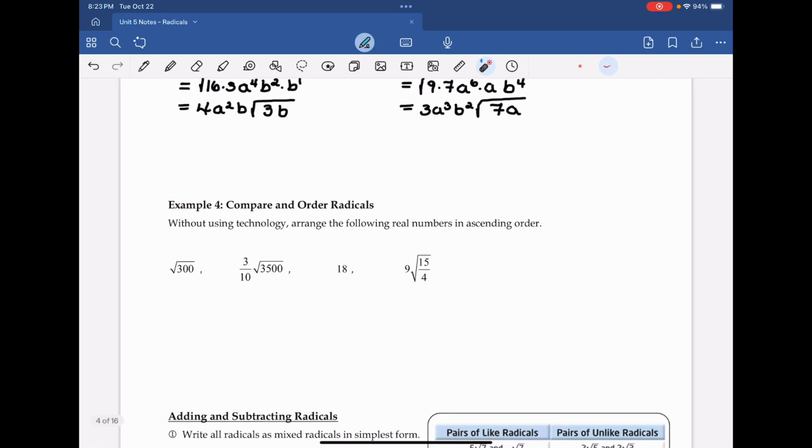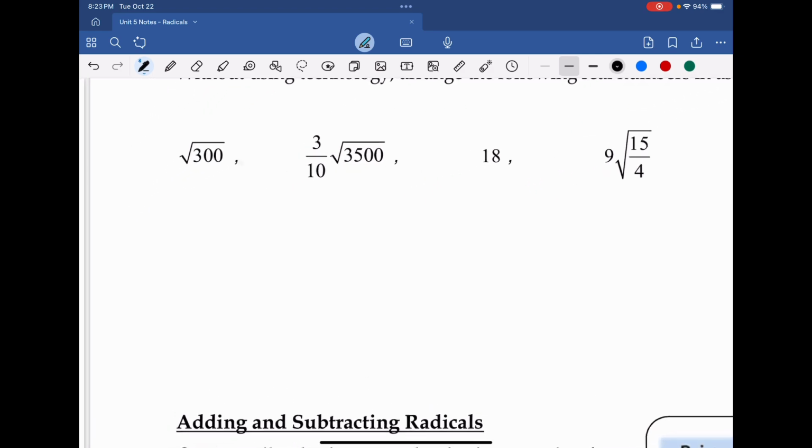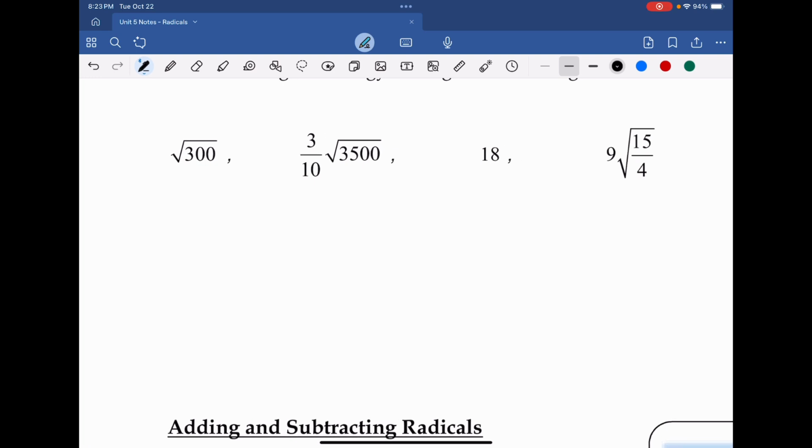Now, what we're going to do in our next example is compare and order radicals without using a calculator. This is actually easier than we may think. It does require a little bit of mental math and just thinking on the spot, but we're going to use just general algebra and our estimation strategies in order to rank these.